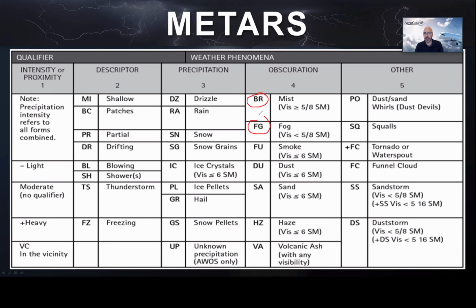Mist versus fog. A lot of people don't realize, but the only difference between mist and fog is the visibility. If it's 5/8 of a mile or more, they call it mist. If it's less than 5/8 of a mile, they call it fog. That's the only difference. All right, so just watch for those. The most common one is snow grains versus snow pellets, just because they both have an S and a G.